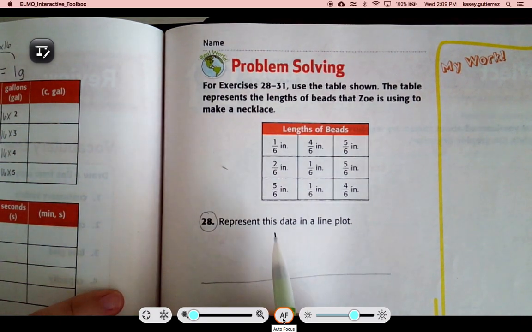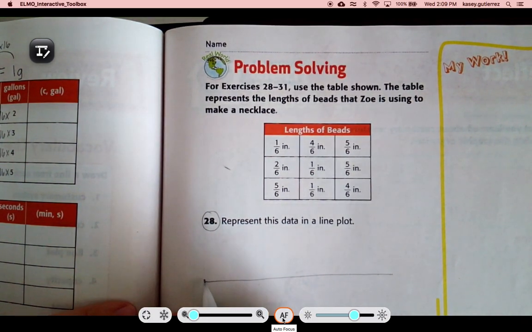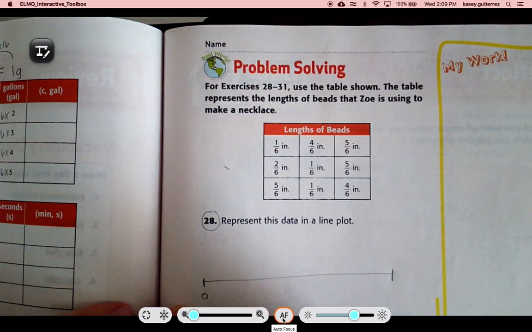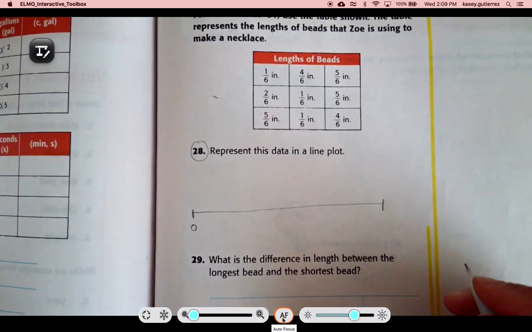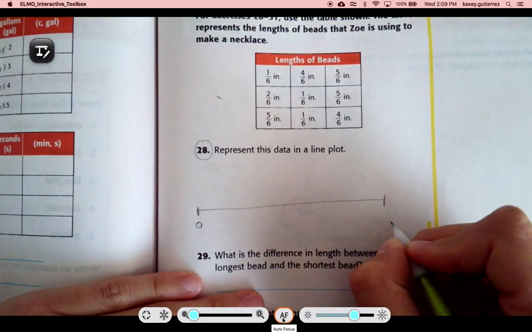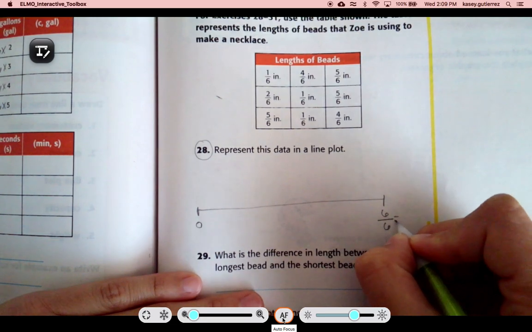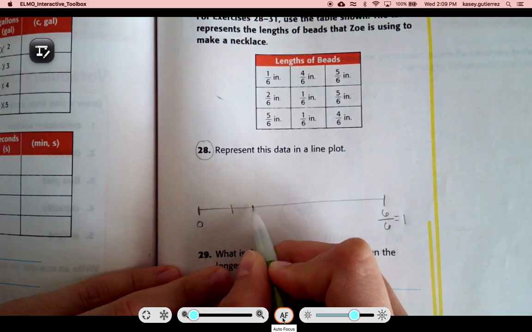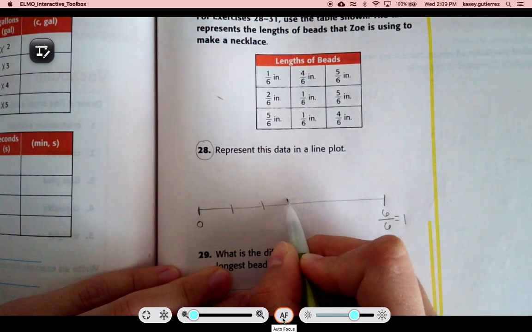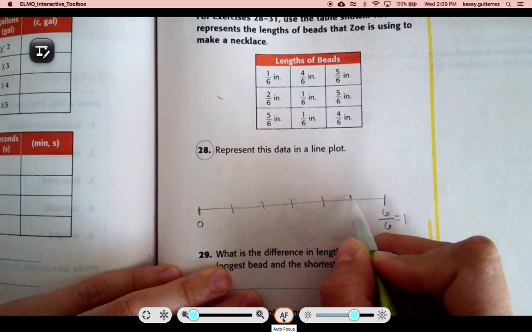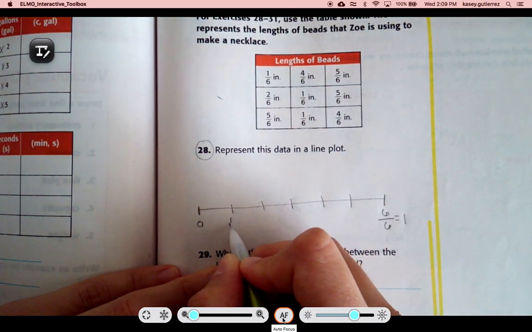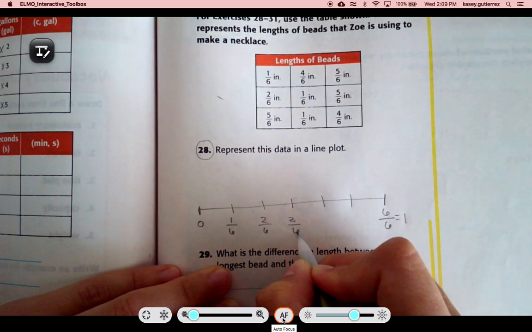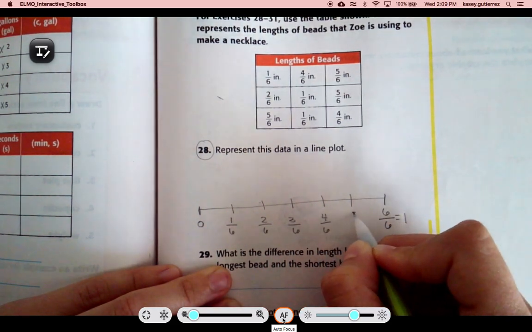So it says to represent the data on the line plot. So I'm going to go ahead and write a line plot. I'm going to go 0. I'm going to go ahead and put 6 over 6, or that equals 1. All right. Then I'm going to go ahead and split it up. 2, 3, 4, 5, 6. Okay, so this will be 1 over 6. This will be 2 over 6. This will be 3 over 6. 4 over 6. And 5 over 6.